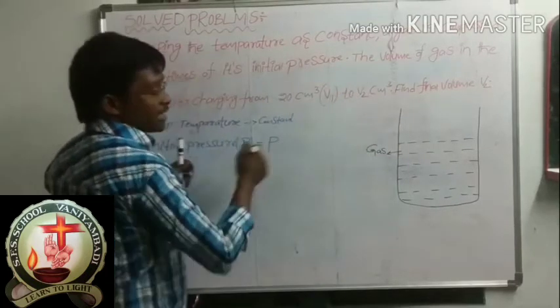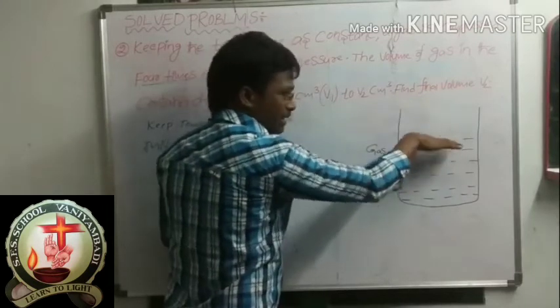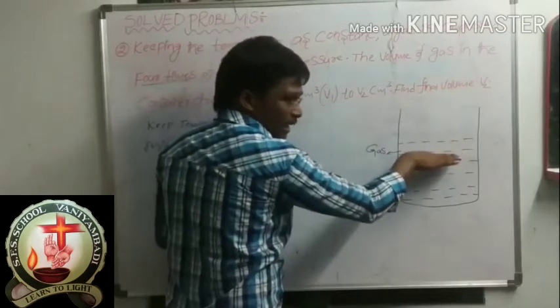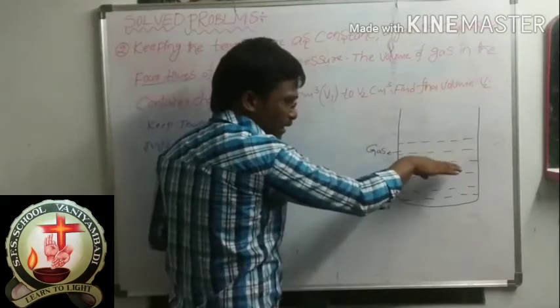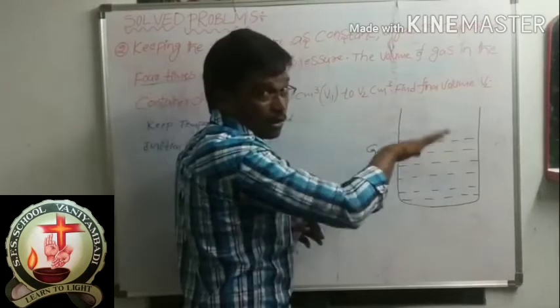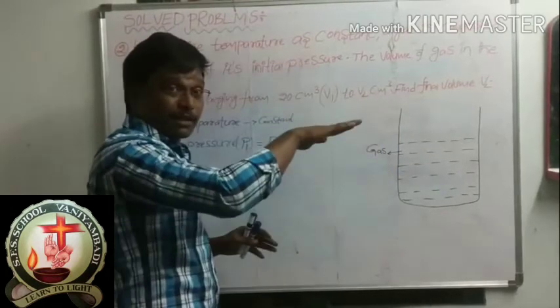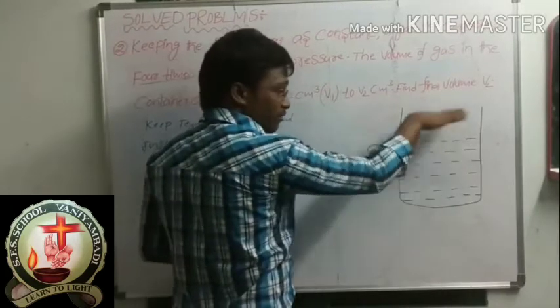So what is the final pressure? Suppose first compression, this liquid came here. Second compression, the liquid again came down. Third compression, again this liquid moves down. Again fourth compression, this liquid will move down. So how many times did he compress? 4 times the initial pressure. Correct. So 4 times the initial pressure.